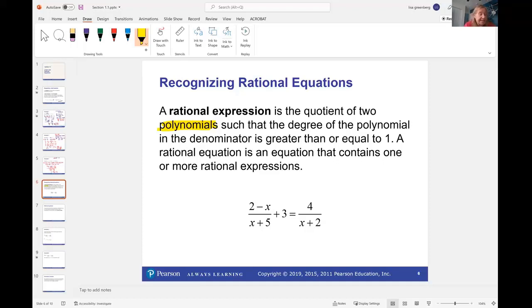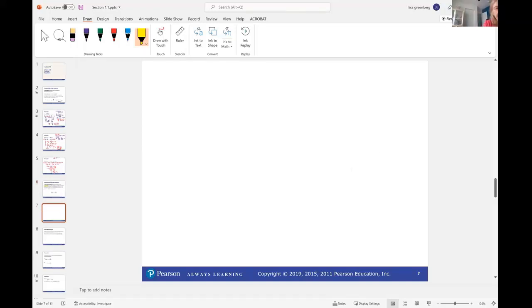It's not just anything, such that the degree of the polynomial in the denominator is greater than or equal to 1. And I'll explain what that means as well. A rational equation is an equation that contains one or more rational expressions. So these are rational expressions because they're polynomials over polynomials. So what is a polynomial?